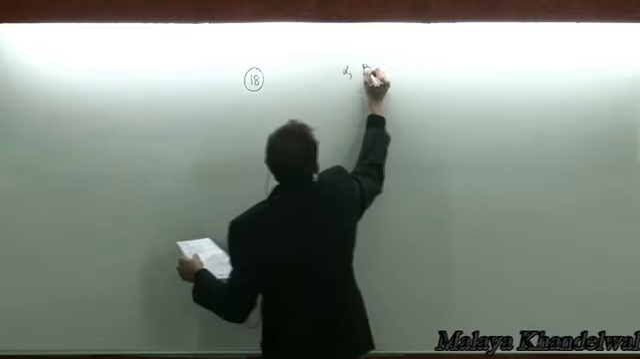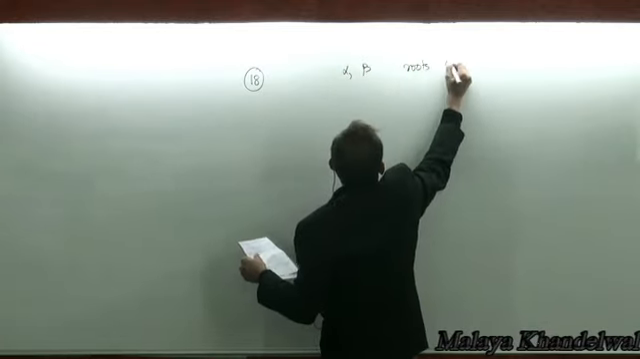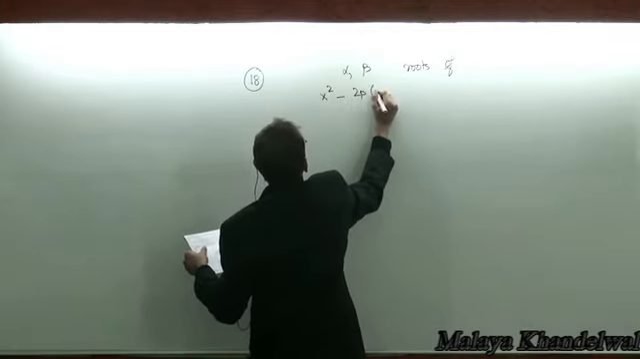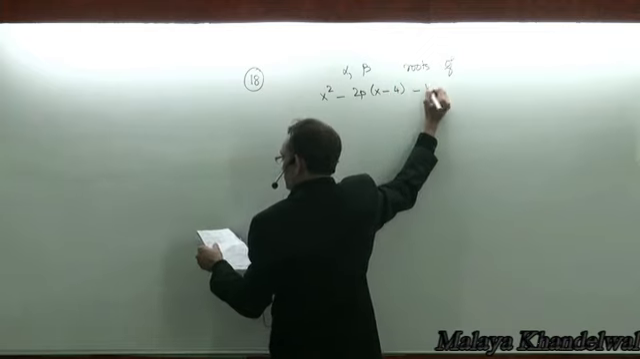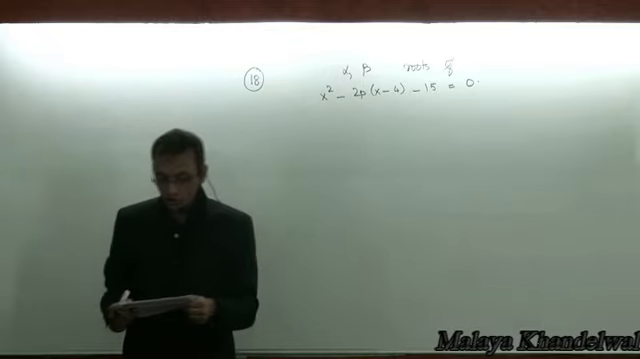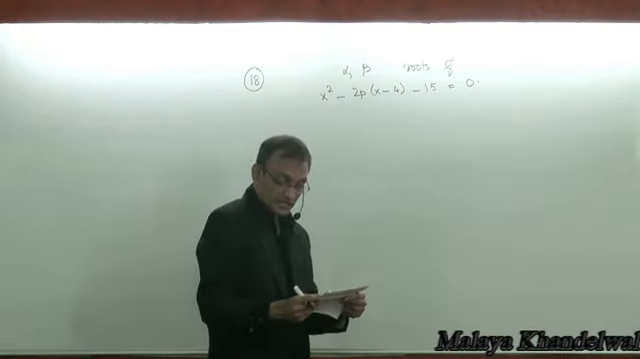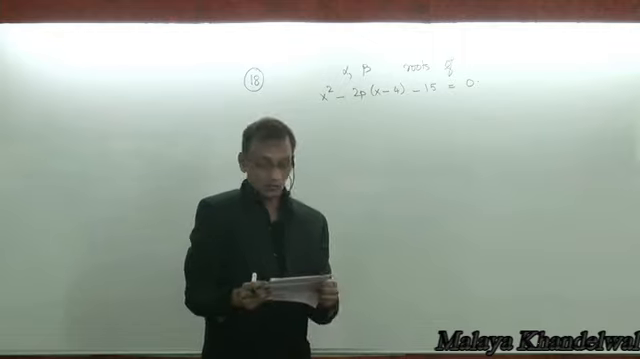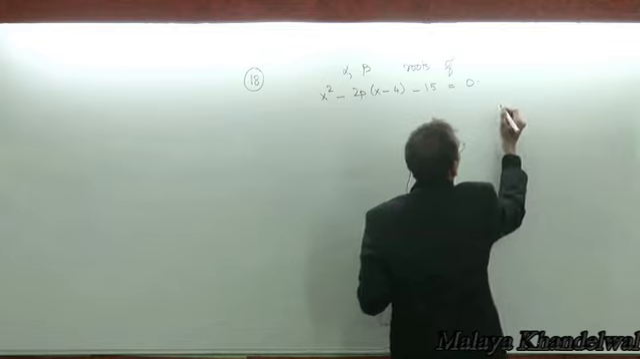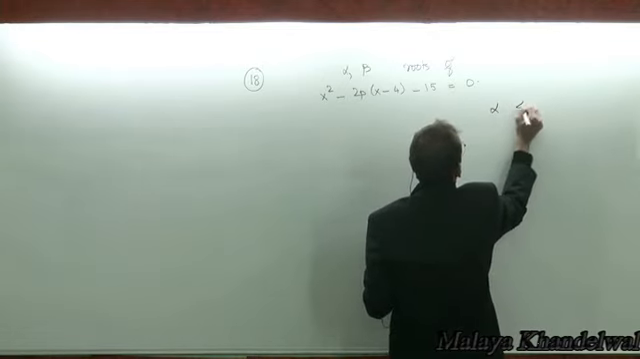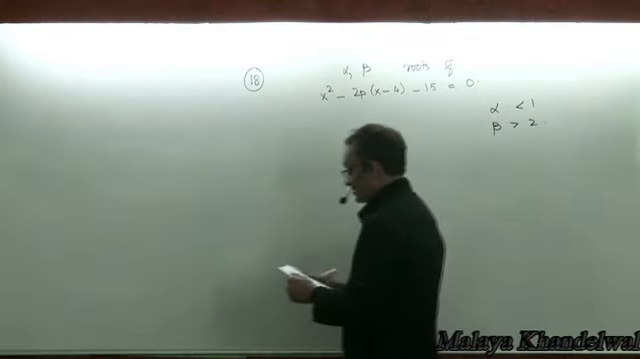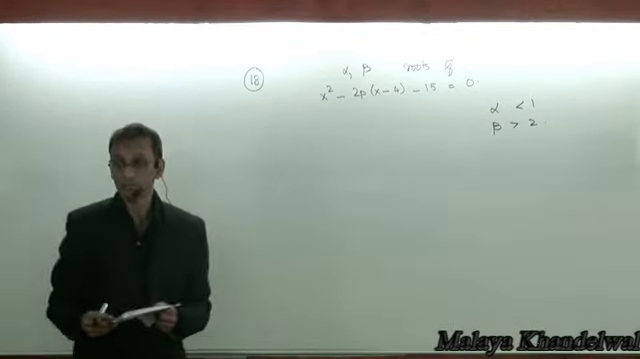Question 18. Alpha, beta are the roots of x squared minus 2p into x minus 4 minus 15 is 0. Alpha, beta are the roots of this quadratic. Then the set of values of p for which one root is less than 1 and the other root is greater than 2. That means one of the roots alpha has to be less than 1, the other root beta has to be greater than 2. We want to find the conditions for which that will happen, right?